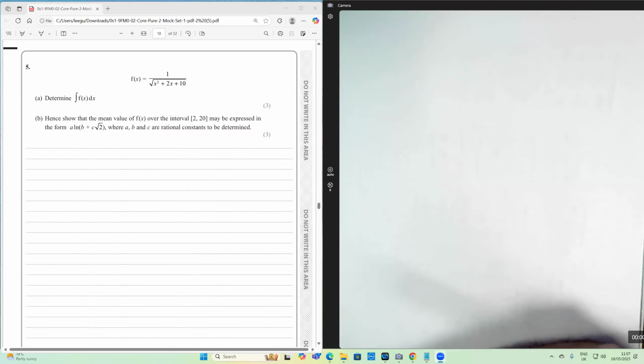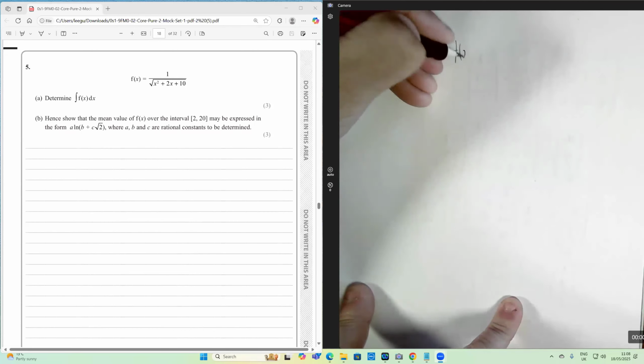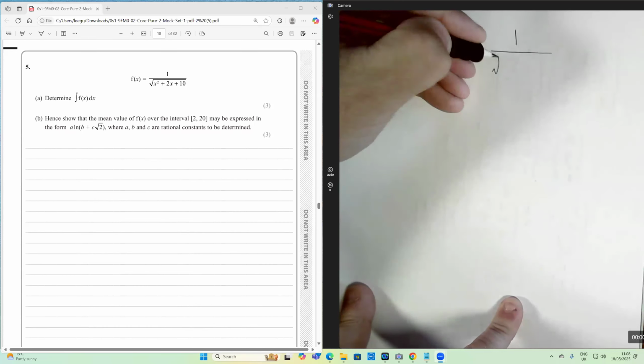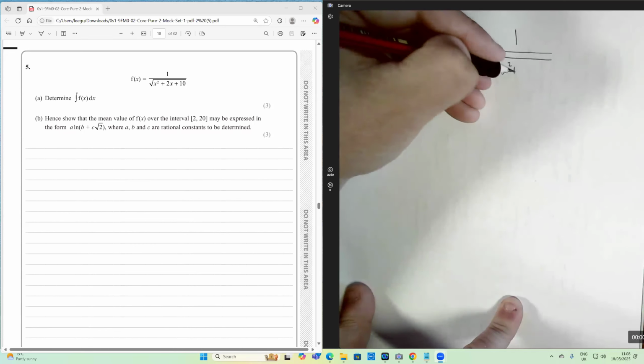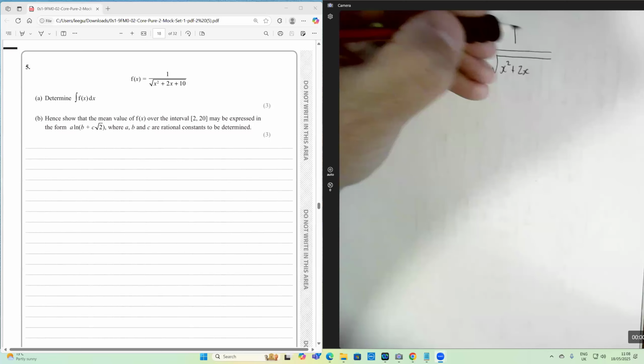Hello, in this question, we are going to be integrating inverse hyperbolic functions. In question 5, it says f of x is equal to 1 over the square root of x squared add 2x add 10. The first thing with this kind of question is we need to get it into the required form, where we can recognize it as the integral leading to an inverse hyperbolic.